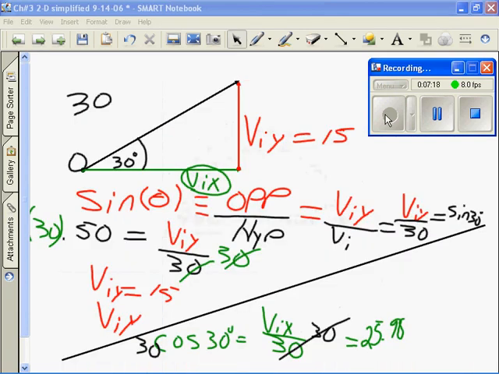Question? Okay, the question is, Mr. Duncan, could we have found it via tangent? Could we have said that the tangent of 30 degrees is equal to 15 divided by the green one? Yes, absolutely, you could have. In fact, you didn't actually need to use the cosine of 30. You could have used Pythagorean theorem.